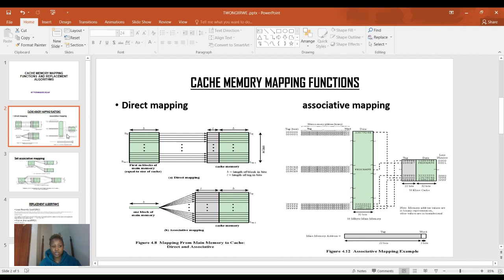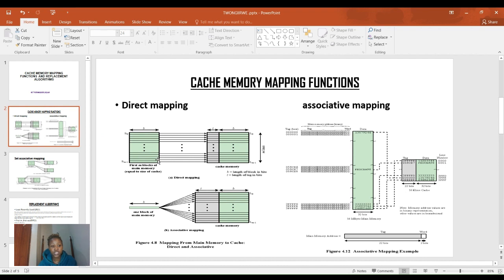The cache memory mapping functions determine how data is mapped into cache blocks, because the number of main memory blocks is more than the number of cache lines.